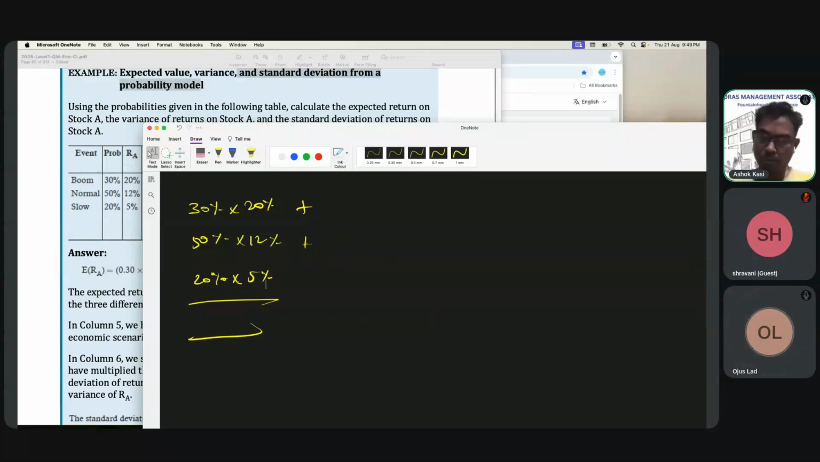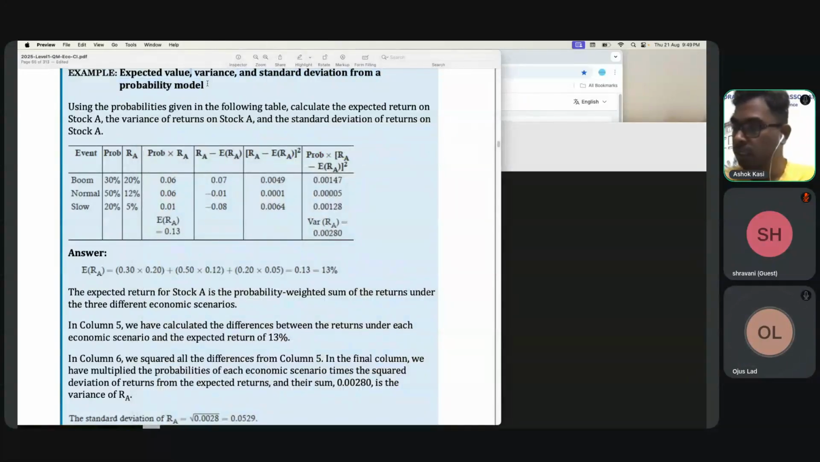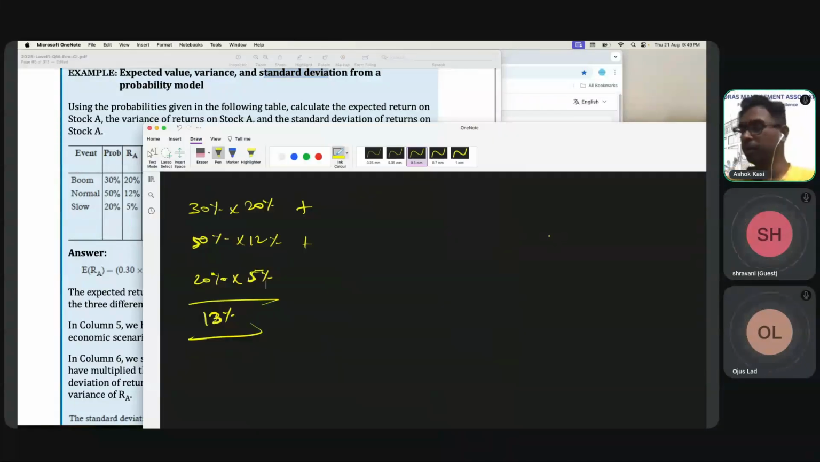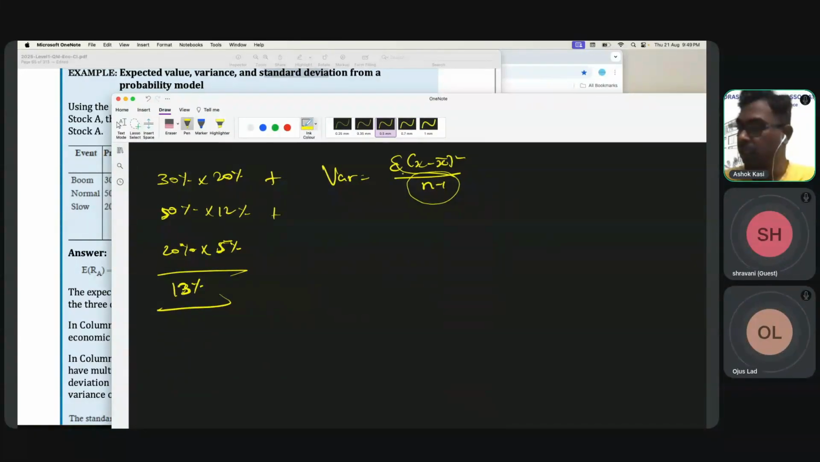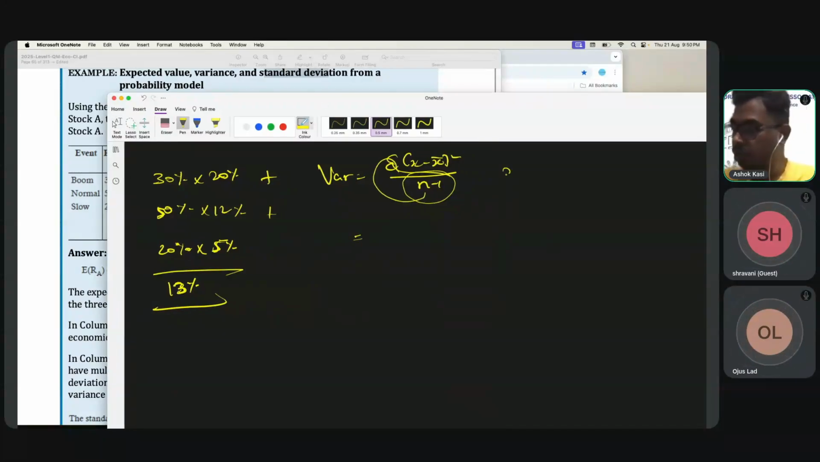13. That is the expected value. First question is done. Second is, what is the variance and standard deviation? Okay, so the variance formula is the summation of x minus x bar the whole square divided by n minus 1. However, here probability is given, so this n is taken care of already. Let's see how to do that. First, we'll calculate x minus x bar the whole square.